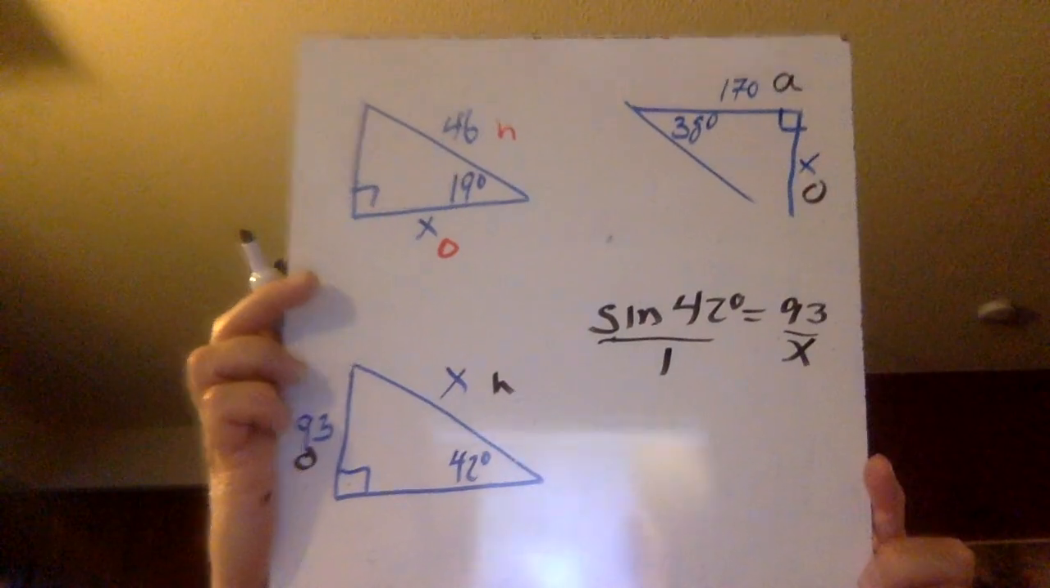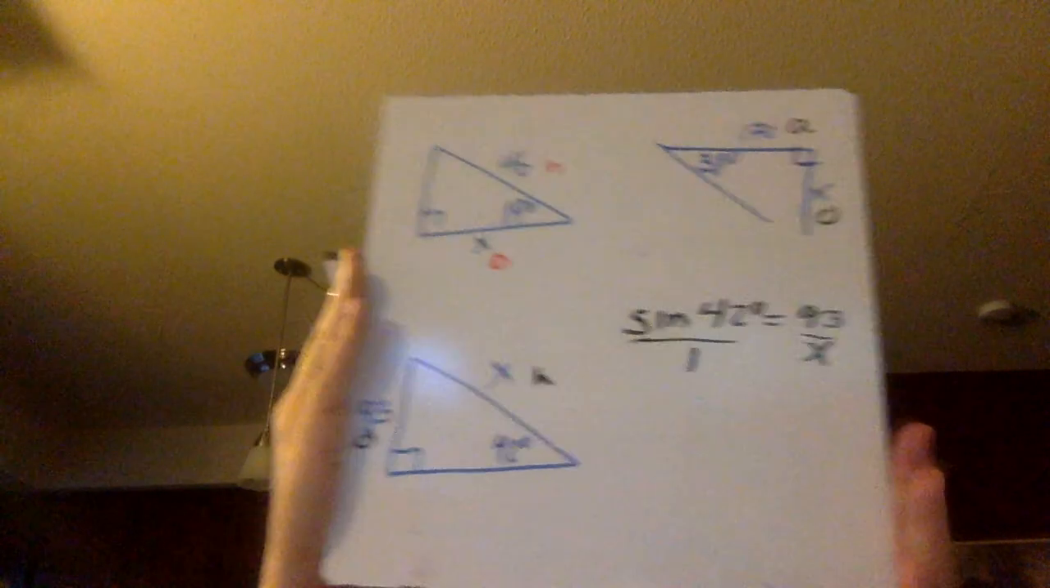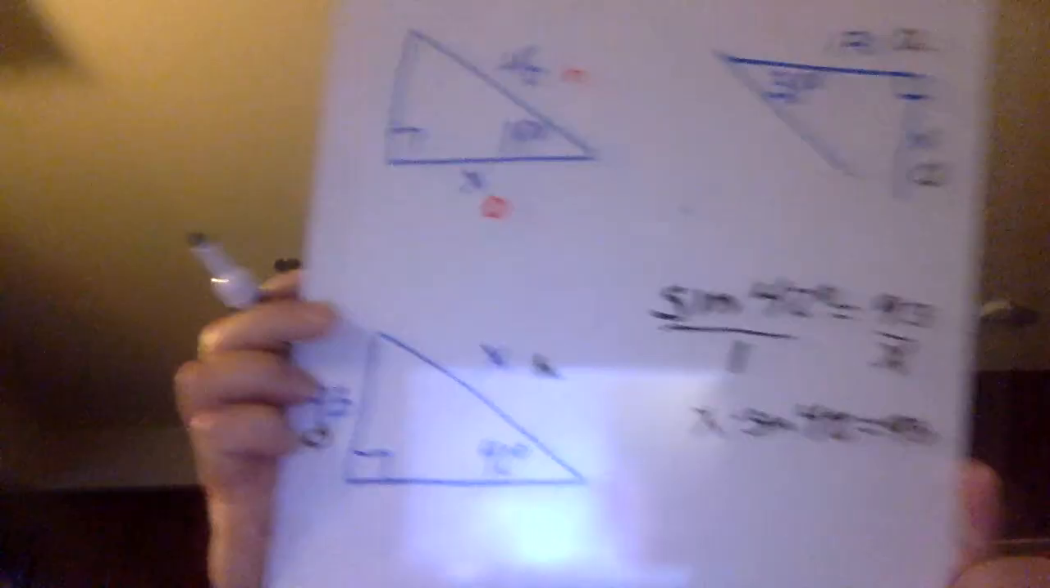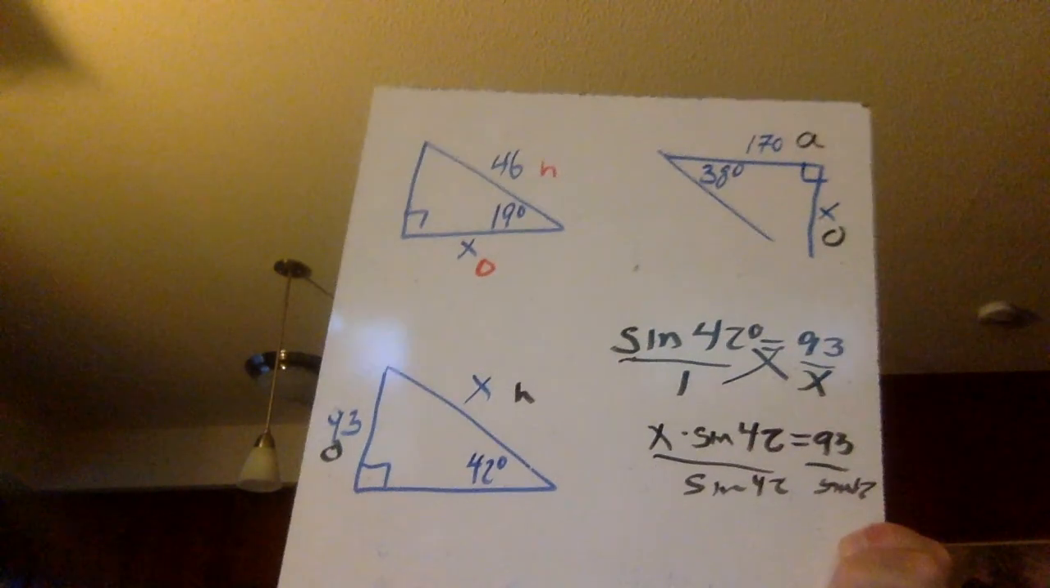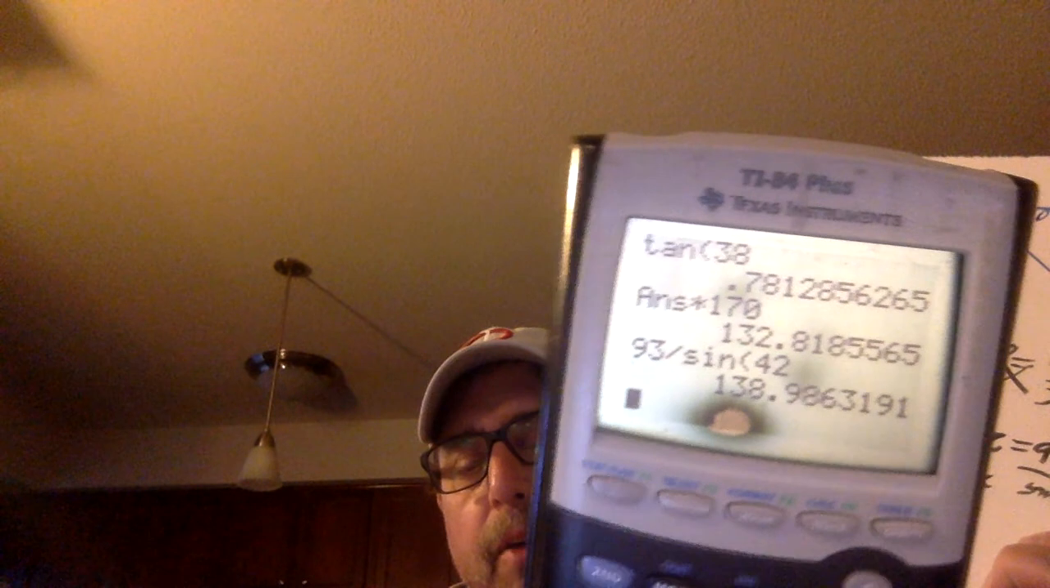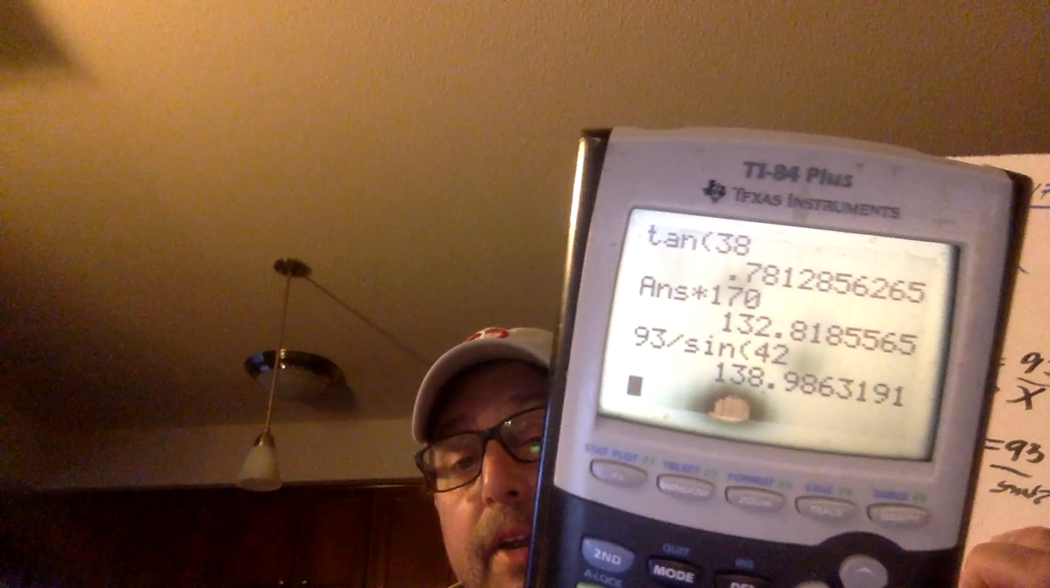Here is how you solve it. Simply put a 1 underneath it, and all of a sudden we're in great shape. You cross product: x times the sine of 42 equals 93 times 1. Solve for x, divide by the sine of 42. This is when the variable is on the bottom, and 93 divided by the sine of 42. And there we go. We would round that to 139.0.